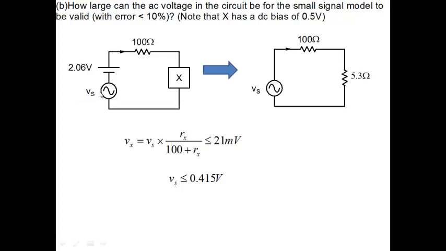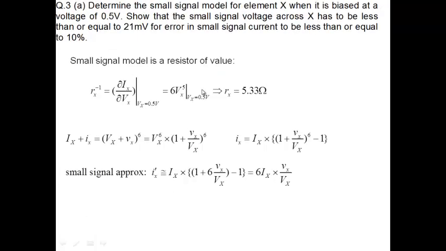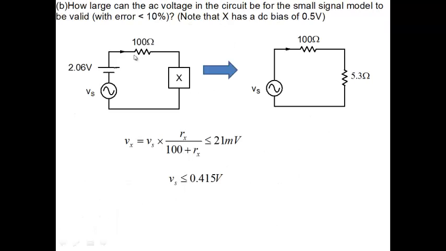Next, if you're interested in knowing what the effect of this incremental source Vs is, now you do small signal analysis. You build a small signal equivalent circuit of this. The small signal equivalent of a DC source is a short. This resistor stays as a resistor. Element X, we just said, becomes a resistor here, 5.33 ohms, and you keep this small signal source here.